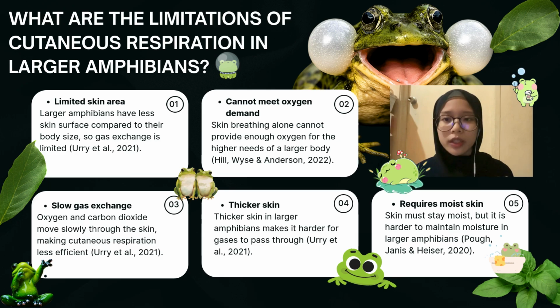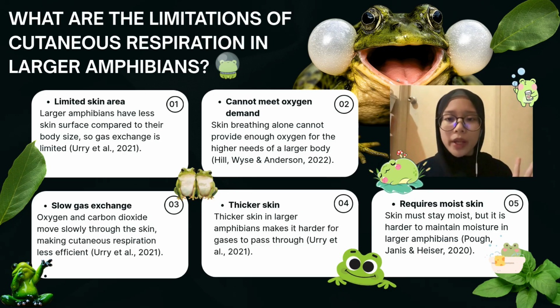Now we are on the third one, which is that the process of gas exchange through the skin is relatively slow. Oxygen and carbon dioxide move gradually across the skin, and in larger amphibians, gases have to travel a longer distance inside the body, and this makes cutaneous respiration less efficient and slower compared to smaller amphibians.